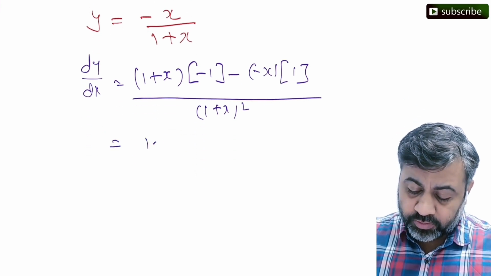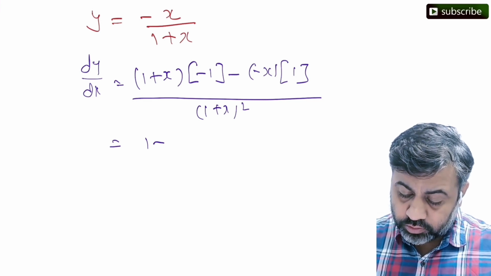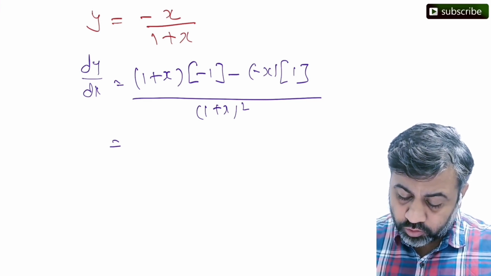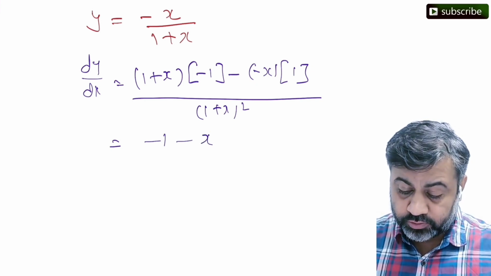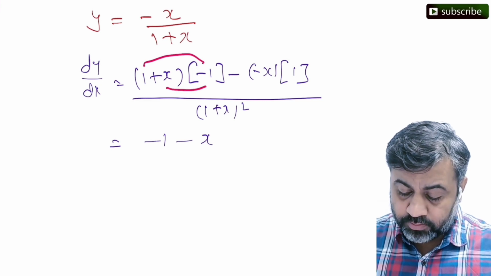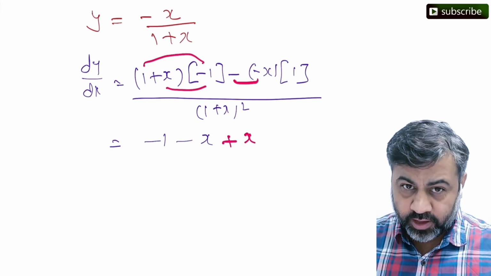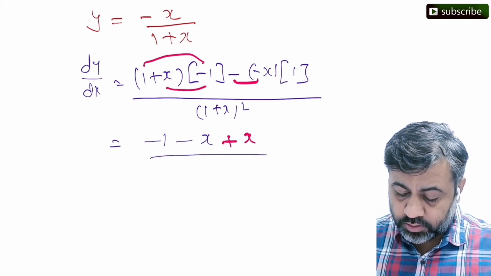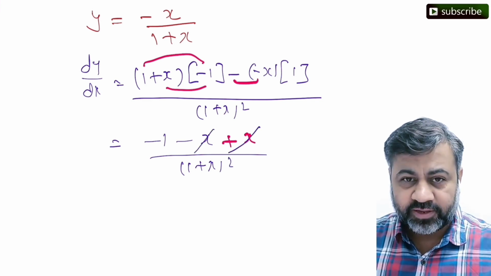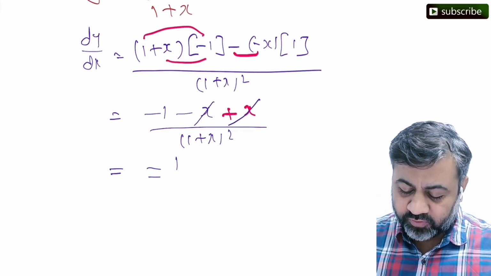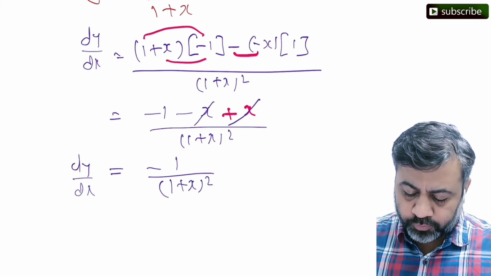If I open the bracket in the numerator, what I get is going to be minus 1 minus x. Okay, I open the bracket, so this is going to be minus 1 minus x. Here minus and minus becomes plus, so plus x. I hope everybody is with me. By 1 plus x the whole square, plus x minus x getting cancelled. So we get minus 1 by 1 plus x the whole square, and this is what we wanted to prove.